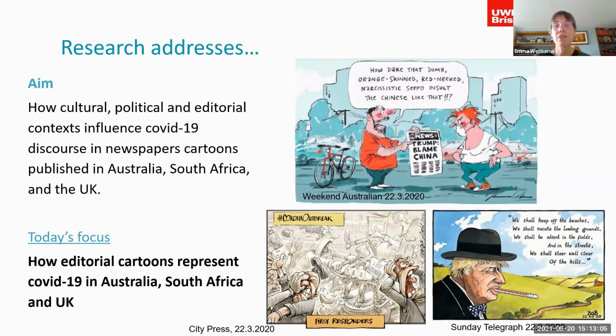Just to give a bit of an illustration of some of the challenges, but also the opportunities, of looking at cartoons from 3 different countries, I've picked out 3 different cartoons that illustrate 3 different aspects of this process. At the top, we have a cartoon from the Australian. And you'll see in this cartoon, just in case the text is small: "How dare that dumb, orange-skinned, redneck, narcissistic Seppo insult the Chinese like that." Now, on the face of it, that looks like a criticism of Donald Trump.